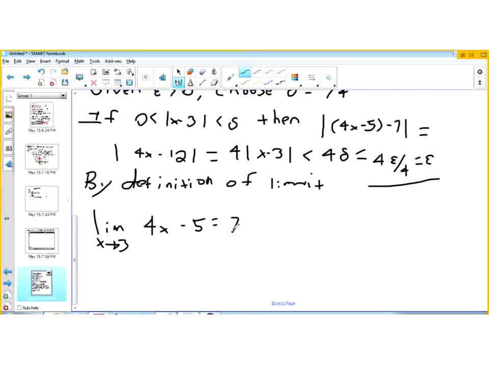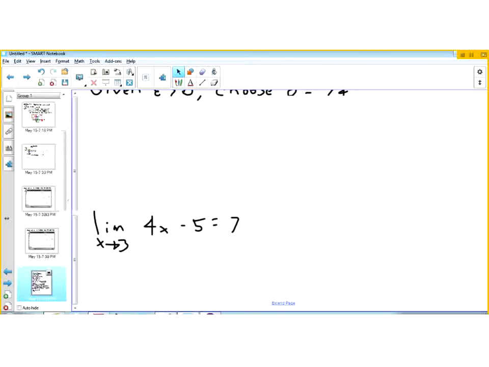So these proofs also work for left and right hand limits. Let me give you some definitions and an example. A couple of definitions.